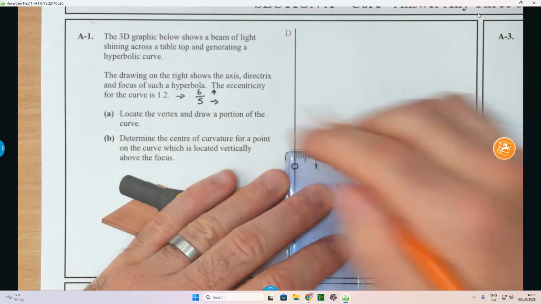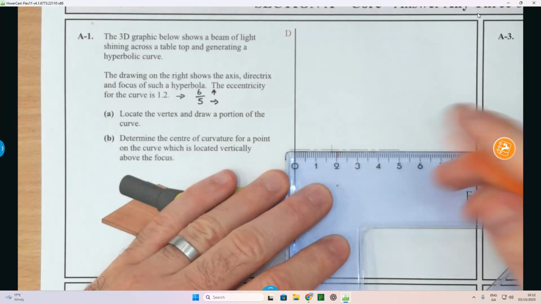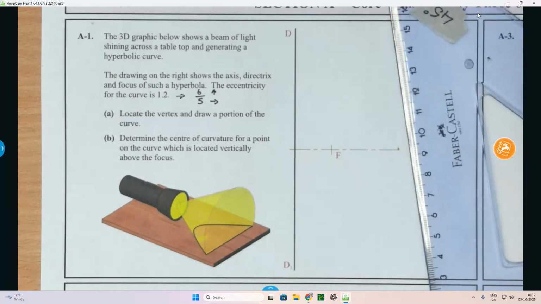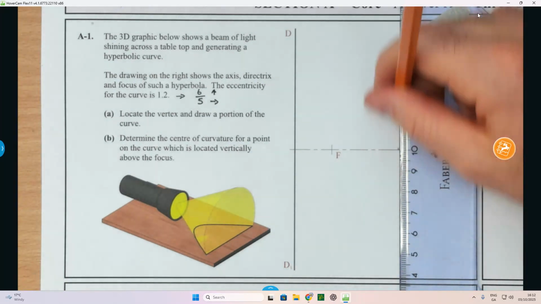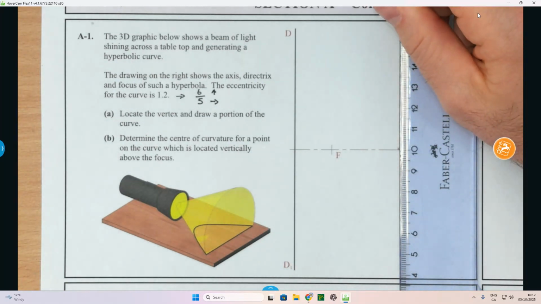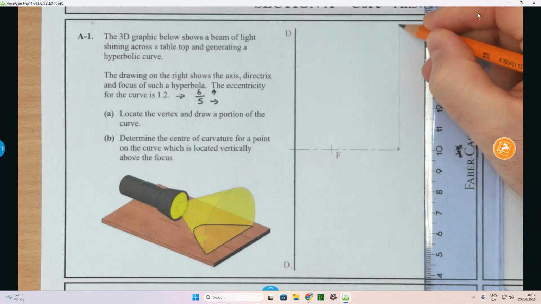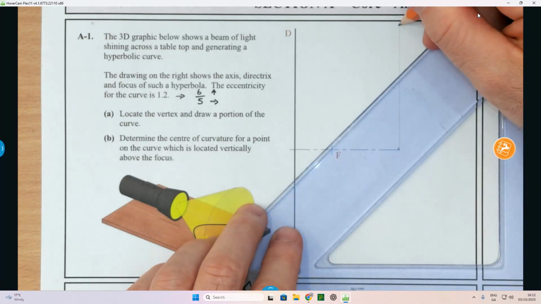So I'm going to measure across 5 units from here. Make sure it's accurate. And I'm going to measure up 6 units, going in multiples of 10. So I went across 50 and up 60 to there. That there is a point on my line of eccentricity.